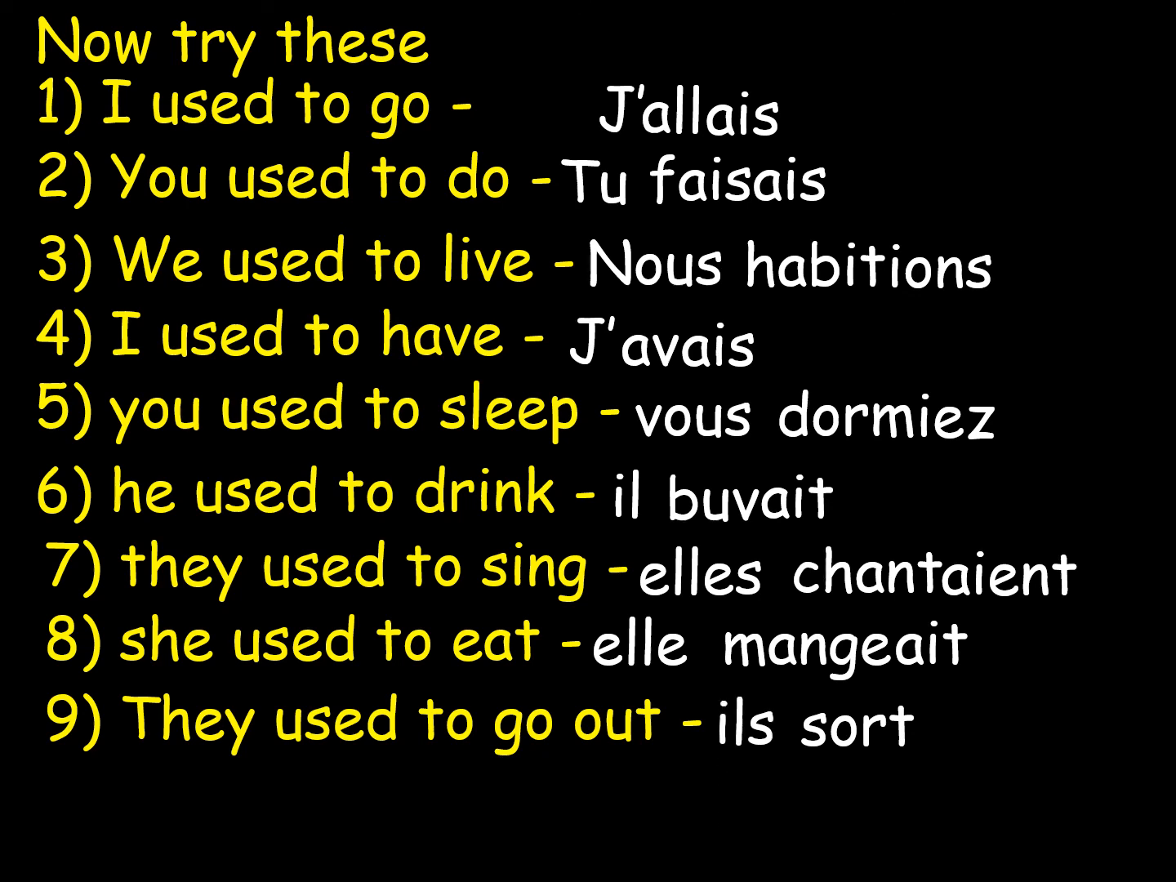So we knock off the ONS, we're left with sort, and then we add on the different parts. So we add in ils, which is the word for they, and then the ending for this, again we go all the way down, AIS, AIS, AIT, IONS, IEZ, AIENT. So the ending is AIENT. Ils sortaient would be they used to go out.